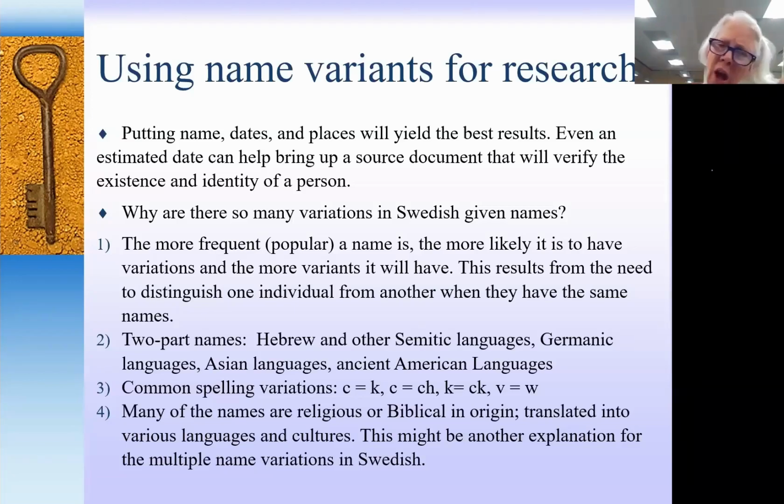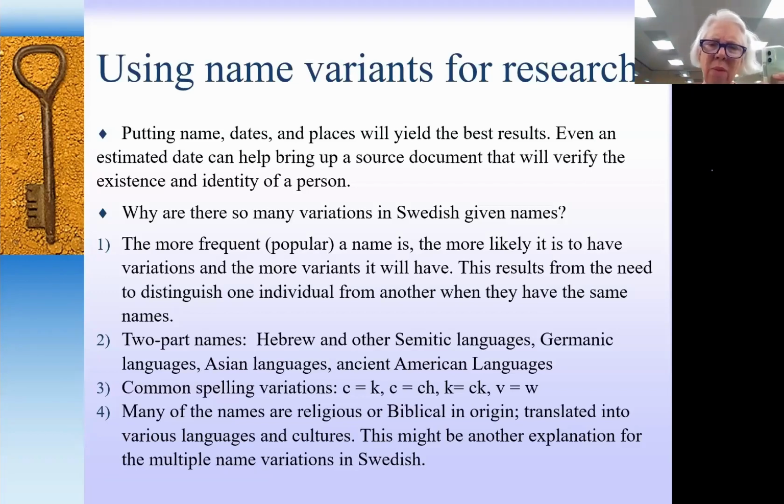And then a lot of ancient Native American languages have two-part names. I believe some of the Mayan names. And so those create variations, and they did so in the Swedish given names. Then remember the common spelling variations. I didn't make an exhaustive list, just some examples.